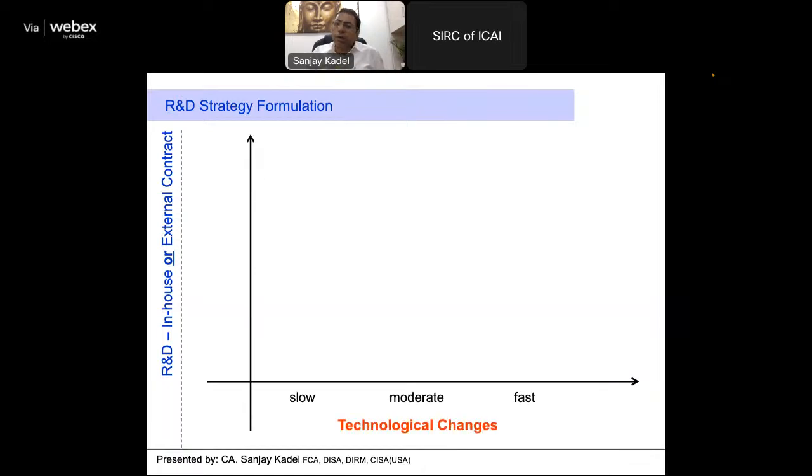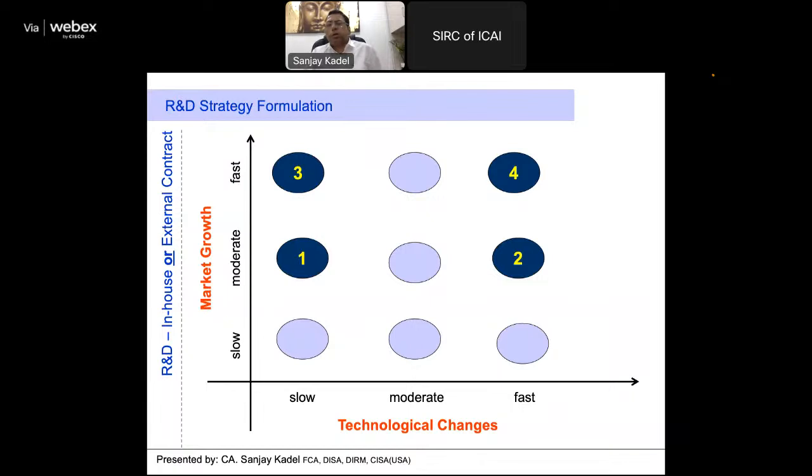On one side, let us plot technological changes: slow, moderate, and fast. On the other side, we will plot market growth: slow, moderate, and fast. So if you see here, you have three variations for market growth and three variations for technological changes. In total, you have 9 variations. But we will not analyze 9 variations, we will analyze only 4 variations. How?